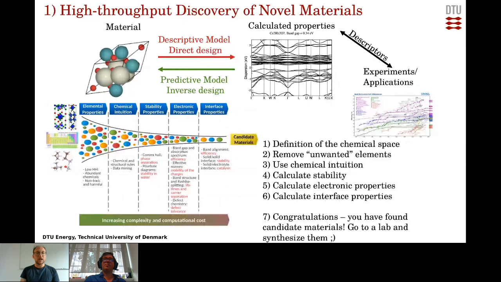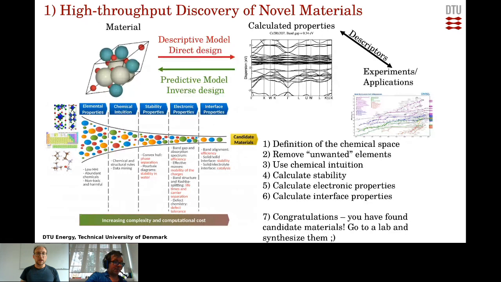I will guide you through the different steps. First of all, we have to define the chemical space that we want to investigate. This could be taking materials from known databases like ICSD and the Materials Project database, but also using a structure prototype approach. So you take a crystal structure and then you decide to decorate the different positions with different chemical elements.